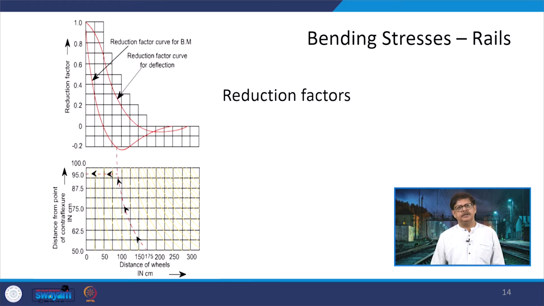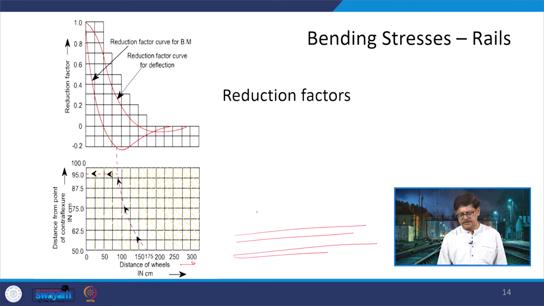Now, another thing is that reduction factors are used. These reduction factors are used with respect to the distance of the wheels, that is, the distance between the two wheels. So, the rail section we have, and this is one wheel and then this is another wheel. So, what is the distance at which they are being placed? And another point is the distance from the point of contraflexure, which is calculated.